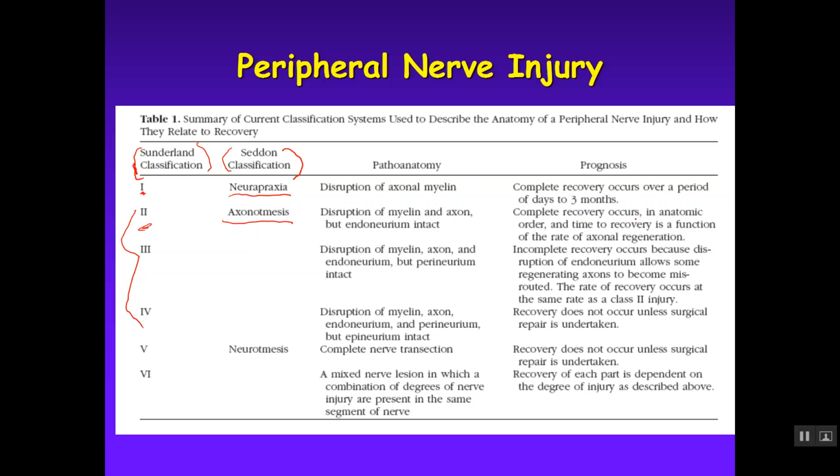Typically, complete recovery occurs in an anatomical order, and time of recovery is a function of the rate of axonal regeneration. Okay.